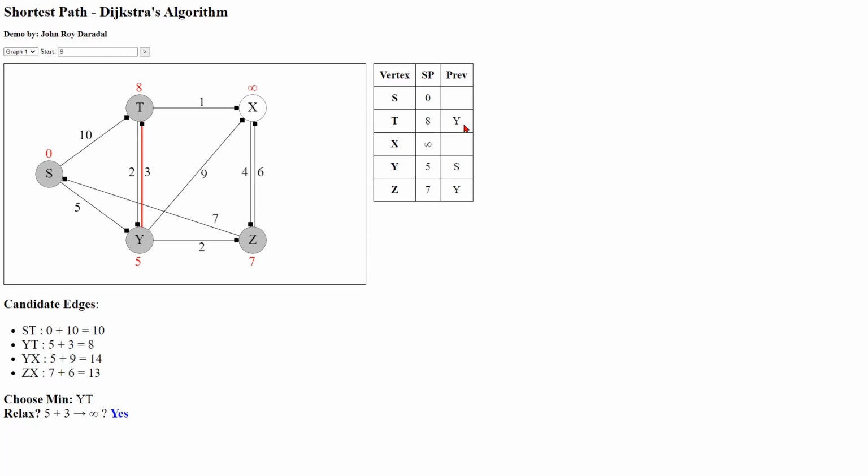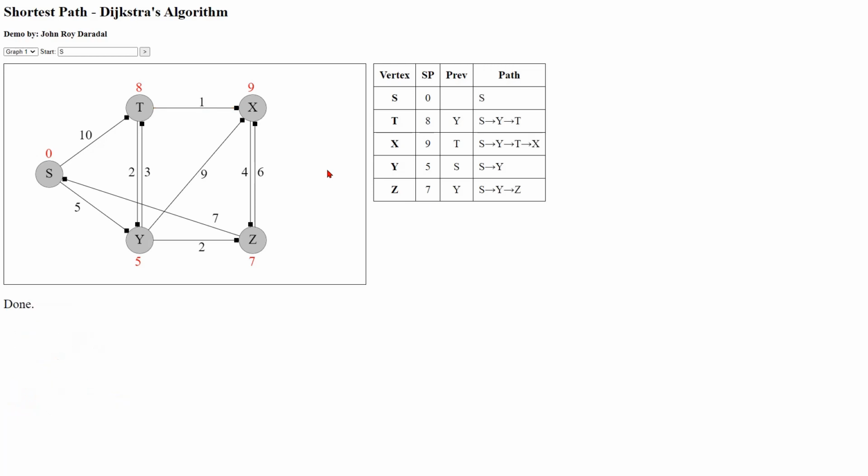After that, we have a new set of candidate edges. We now only have 3, right? So it's TX, YX, and ZX, because this time only X is unexplored. So the minimum out of the 3 is the 8 plus 1, which is 9, right? Because this is 14, this one is 13. So 9 is better than infinity, so we will relax this one. So update X to 9, and then previous as T.